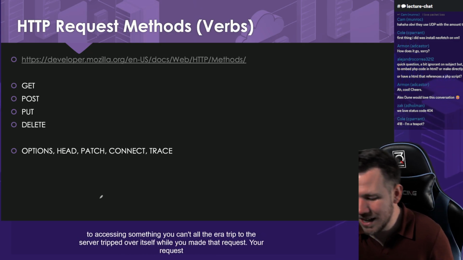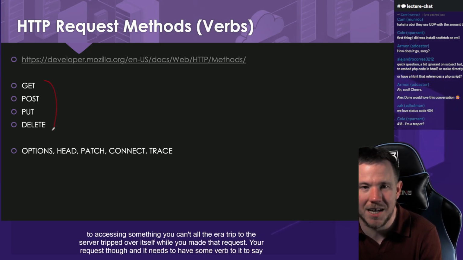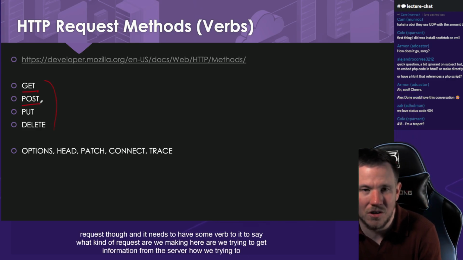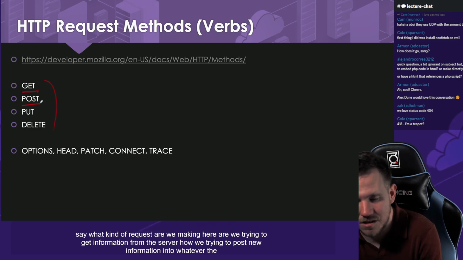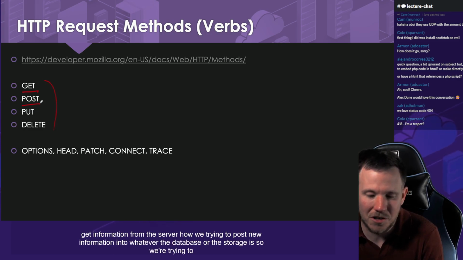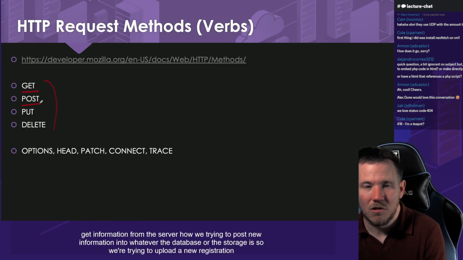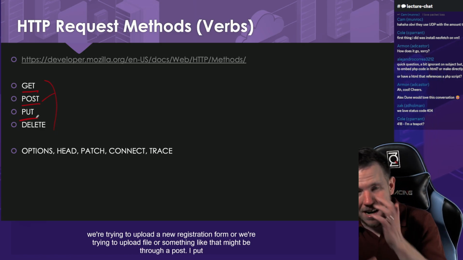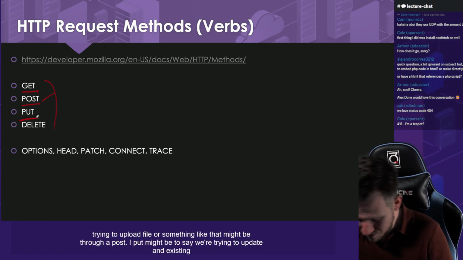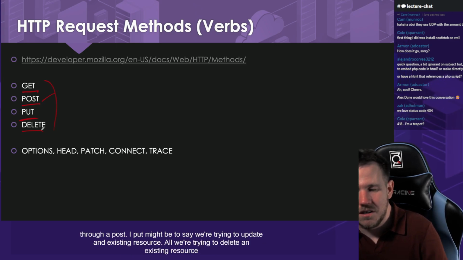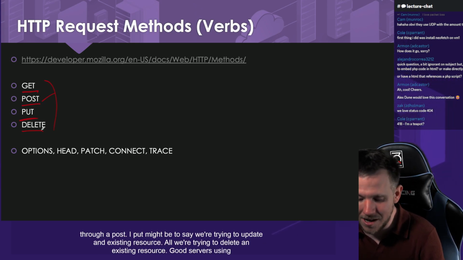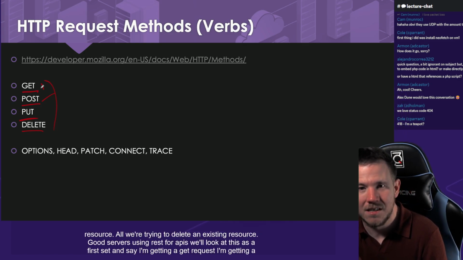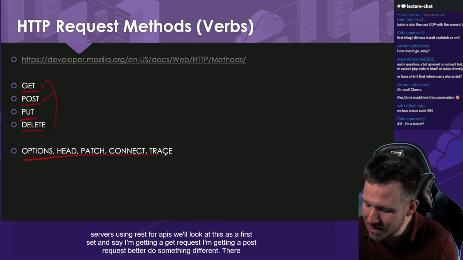Your request, though, needs to have some verbiage to it to say what kind of request we are making here. Are we trying to get information from the server? Are we trying to post new information into whatever the database or the storage is? So we're trying to upload a new registration form, or we're trying to upload a file or something like that. That might be through a POST. A PUT might be to say we're trying to update an existing resource, or we're trying to delete an existing resource. Good servers using RESTful APIs will look at this as a first step and say, I'm getting a GET request or I'm getting a POST request, better do something different.